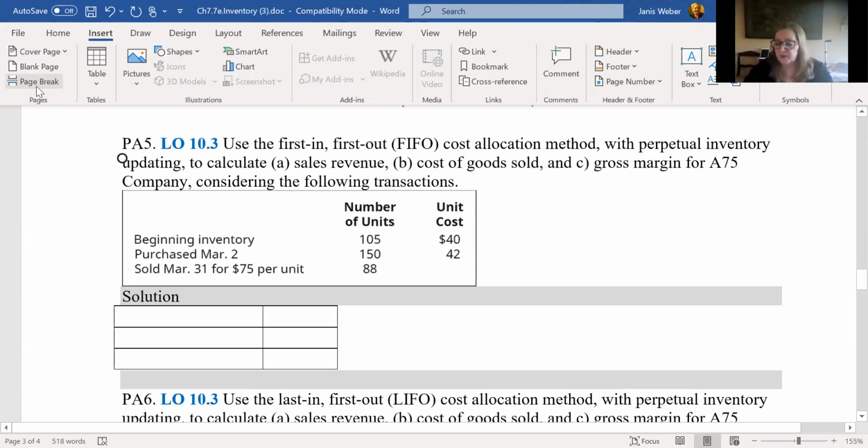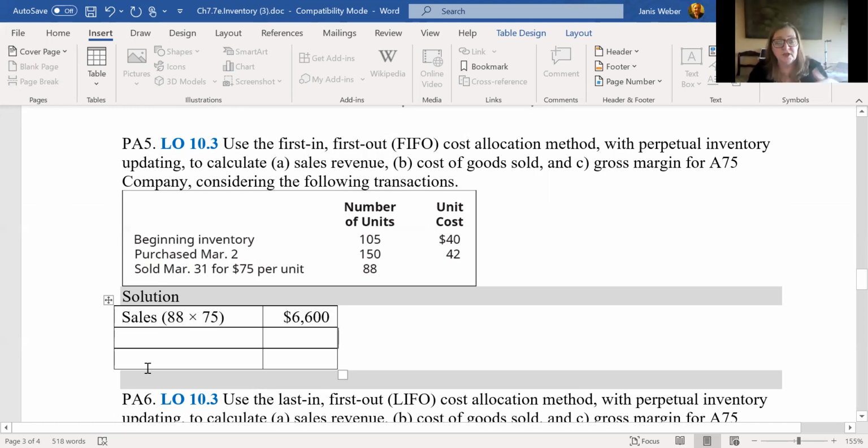All right, the next one we'll do PA5. Now this one says use the first in, first out method, just one method, and with perpetual inventory updating to calculate sales revenue, cost of goods sold, and gross margin or gross profit for this A75 company. Consider these transactions. It has beginning inventory, one purchase, and sales. The sales, you had 88 units at $75. That's easy enough to come up with the sales amount. 88 times 75 means we sold $6,600 worth of goods.